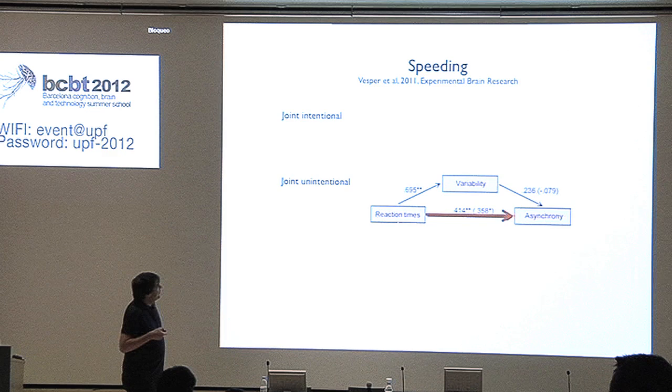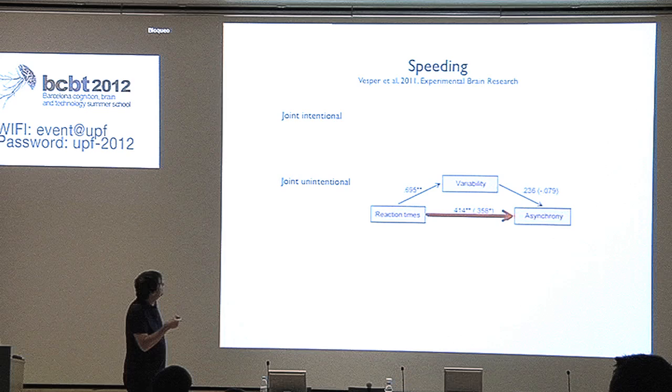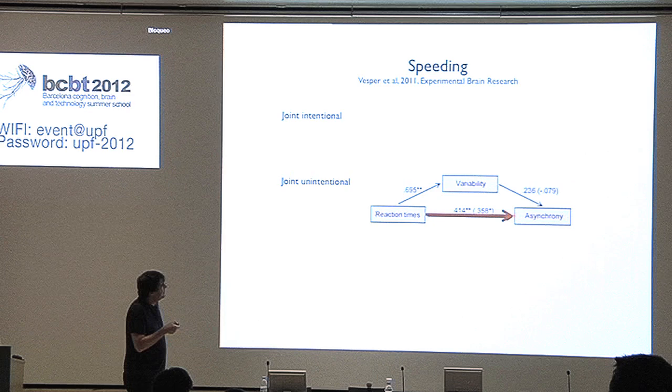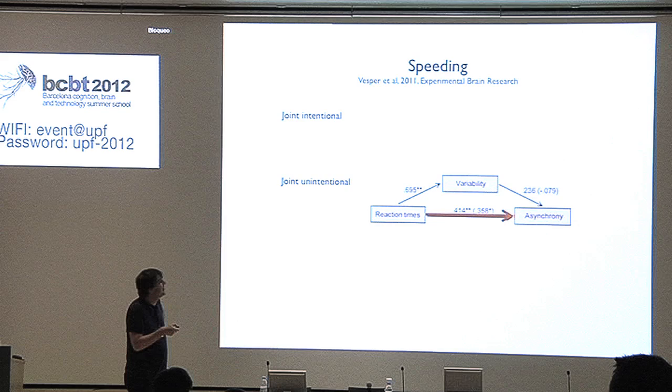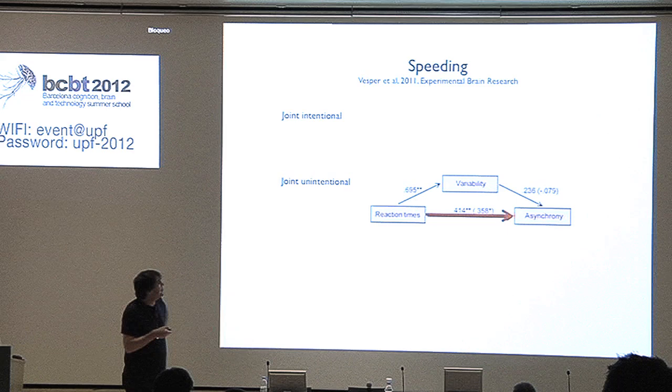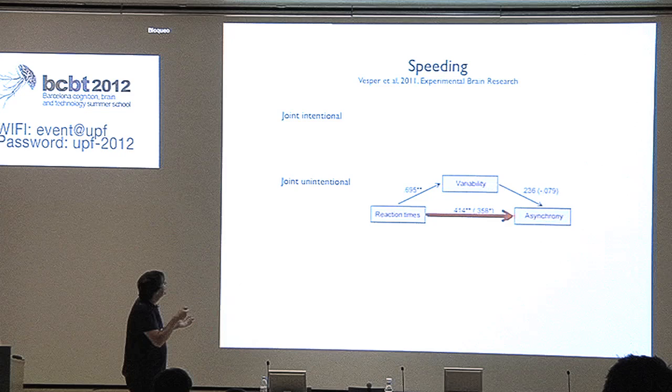What we see is that in the experiment where we don't ask people to coordinate, there's a direct relationship between reaction times and asynchrony. Longer reaction times mean more difference between the two people, and shorter reaction times mean less difference between the people. And this relationship is not mediated by variability at all. So that's against our hypothesis. Whether it's variable or not doesn't matter at all. But note that this is the joint unintentional condition, where we didn't ask people to coordinate.